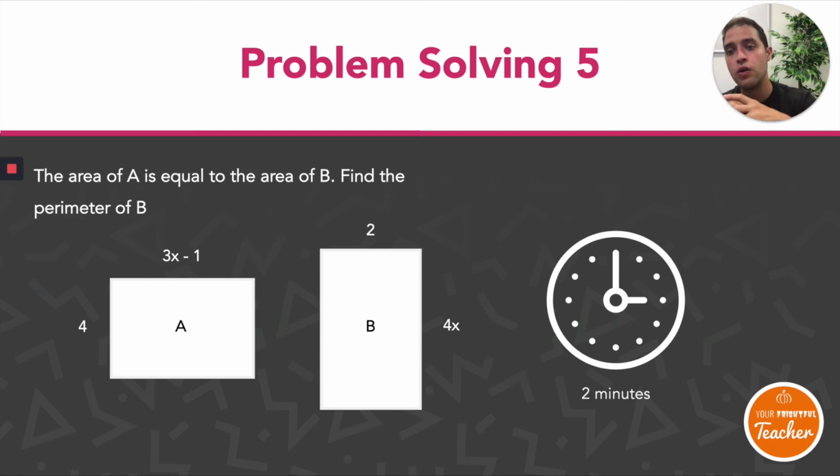Right, the area of A is equal to the area of B. Find the perimeter of B. 2 minutes. Do you remember how to do this? The areas are equal, but the perimeters are different. Find out the perimeter of B. Off you go. You have 2 minutes.